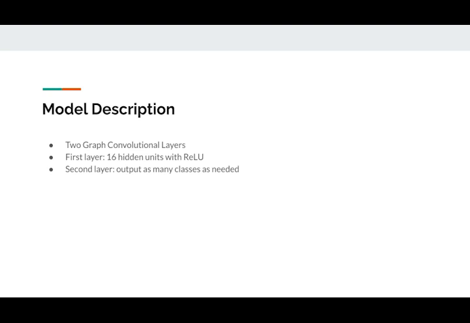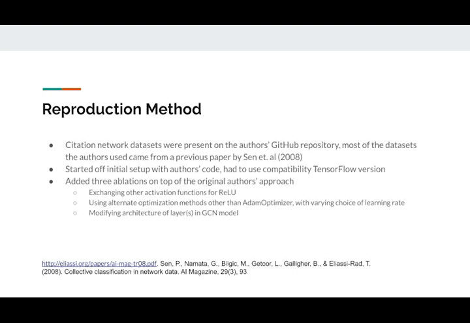In the graph convolutional layer, the features of each node are updated by using an aggregation of information from neighboring nodes to capture local relationships and structures present in the graph. Next, we'll discuss our reproduction attempts of the graph convolutional networks paper, along with ablation experiments we performed and our future plans for this area of research.